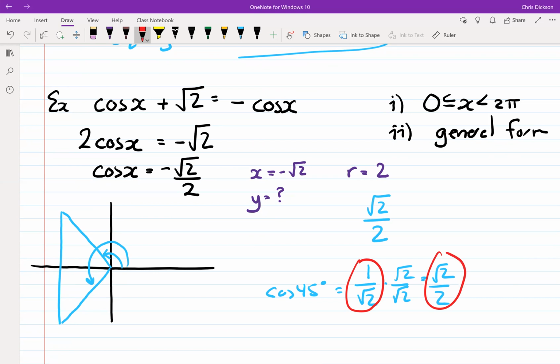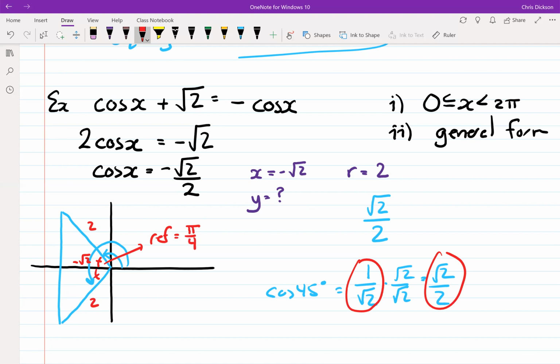So I can say that this is 2 and negative root 2. And of course, the y values would also have to be root 2's then, a negative root 2 and a positive root 2. But what's more important is that this angle here and this angle here are the same angle. And so that reference angle is actually equal to pi over 4. So that's what 45 degrees is here.